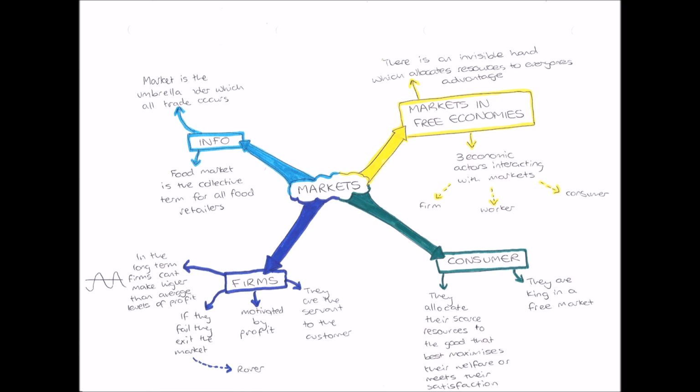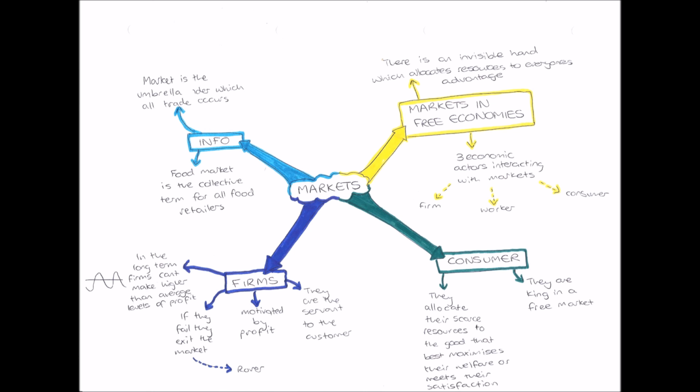And if the consumer is the king because of this, that means that the firm is the servant to the consumer in a market, in a free market economy. And firms are also motivated by profit, as we already know. And if firms fail to serve the consumer, if they fail to meet the demand of the consumer with supply, and they fail to make profit, therefore, they will exit the market because they have failed. And an example of that is Rover. I don't know if Rover reformed in another name, but either way, Rover failed as a car company, so therefore they exited the market. They went into liquidation and exited the market.